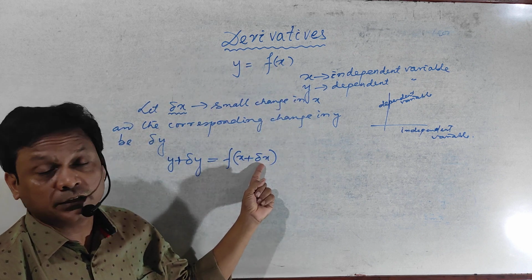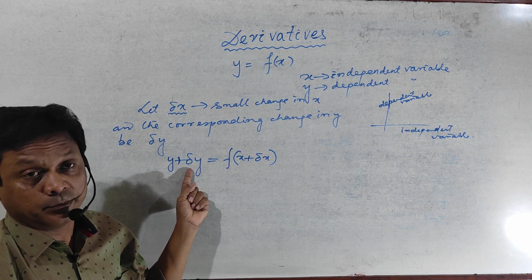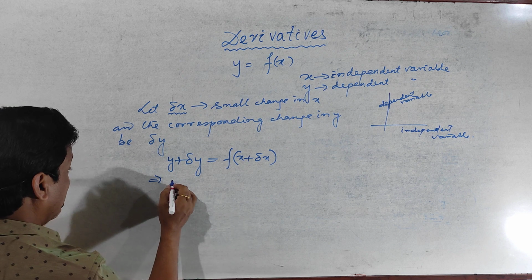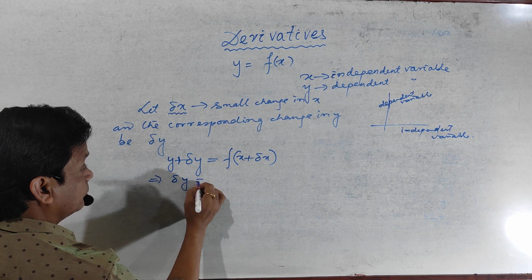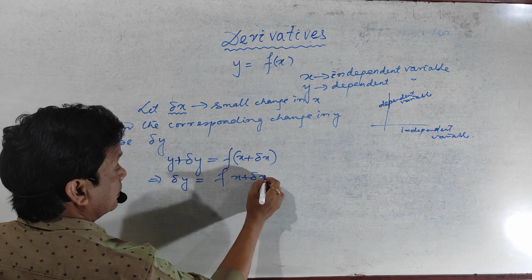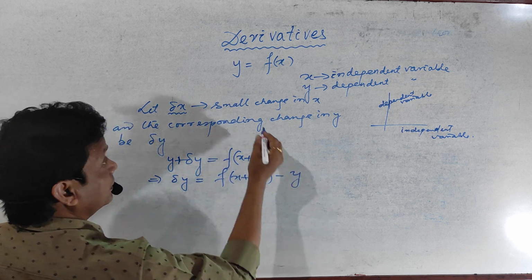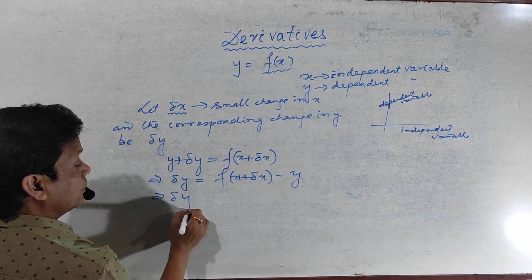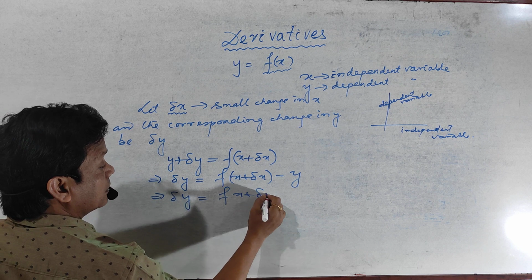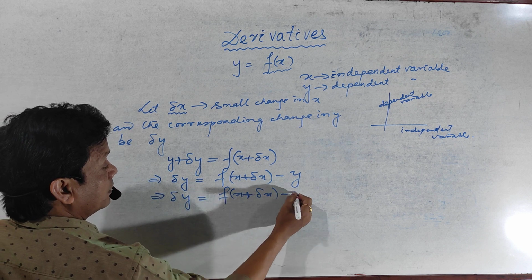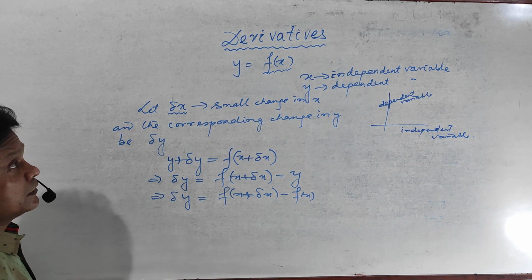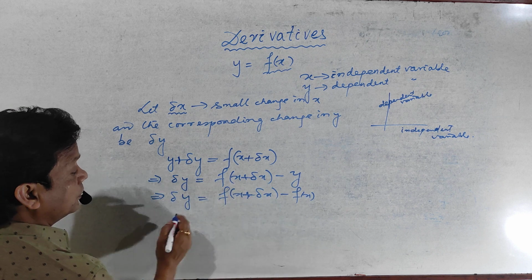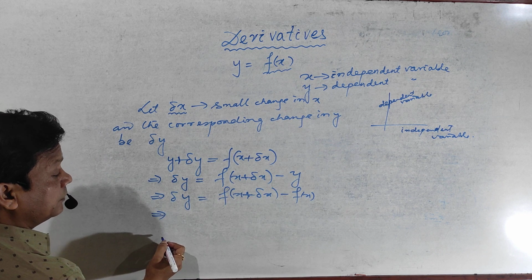Whenever delta x is the change in x, then the change in y will be delta y. That means y plus delta y will be equal to f of x plus delta x. So see here, then delta y is equal to f of x plus delta x minus y. And what is y? Y is equal to f of x. So delta y is equal to f of x plus delta x minus f of x. Because the value of y is f of x, so in place of y I am writing f of x. So both sides divide by delta x.